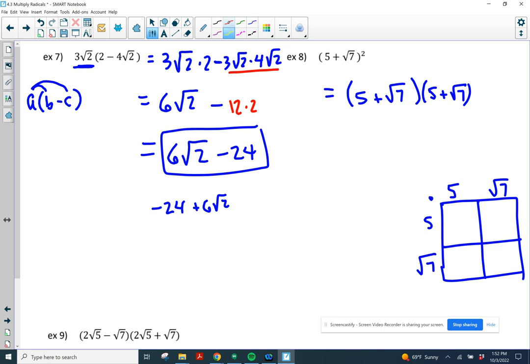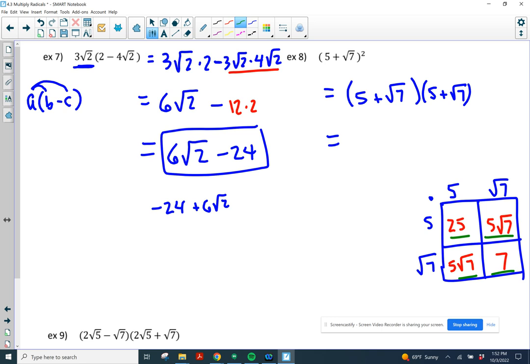So we're going to do 5 times 5, which is 25. We're going to do 5 times the square root of 7. We're going to do another 5 times the square root of 7. Okay, and finally, we're going to do square root 7 times square root 7, but that's 7. And then we're going to add things together. We're going to add the like terms. And if you use the distributing method, you will get the same thing. So we're going to add all 4 of the terms that are inside the box, this one, that one, that one, and that one. We're now adding them, not multiplying. We're now at the addition step.